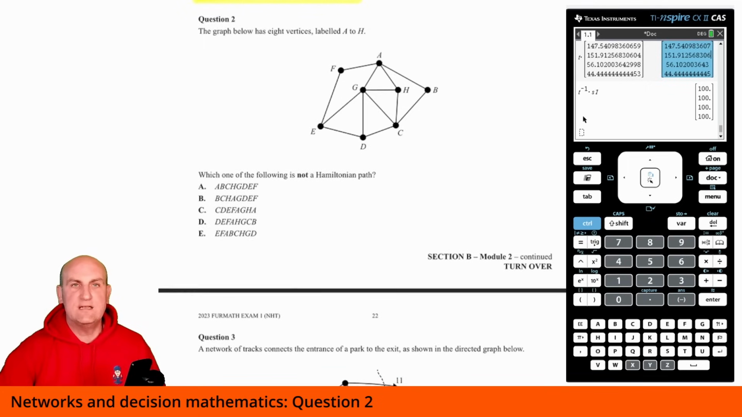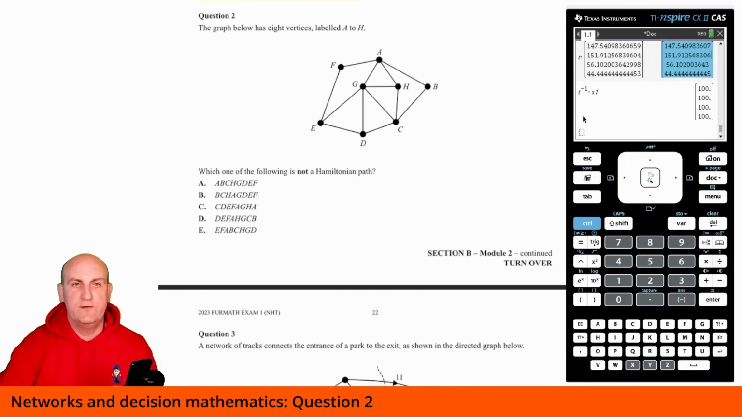The graph below has 8 vertices labeled A to H. Which of the following is not a Hamiltonian path? Okay, a Hamiltonian path will go through and visit all of the points. Let me see. What have we got? I'm going to highlight. So we've got A, B, C. A to B, B to C, C to H, H to G, G to D, D to E, E to F. That one is good.